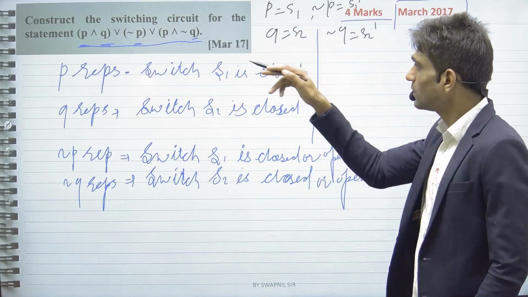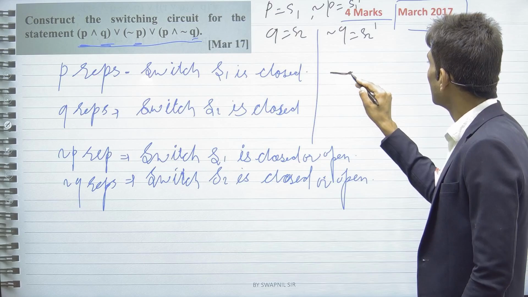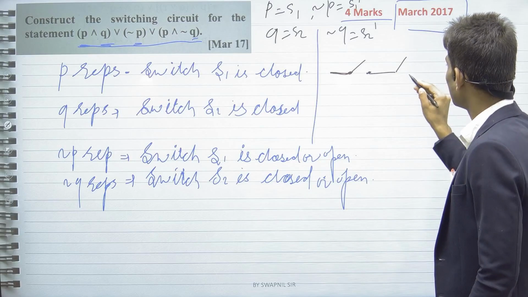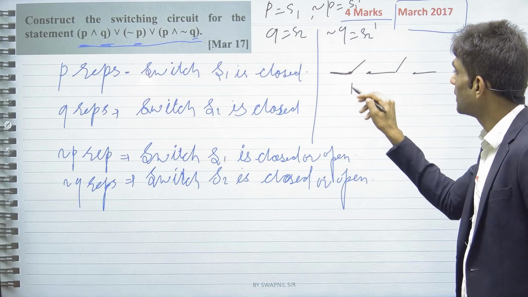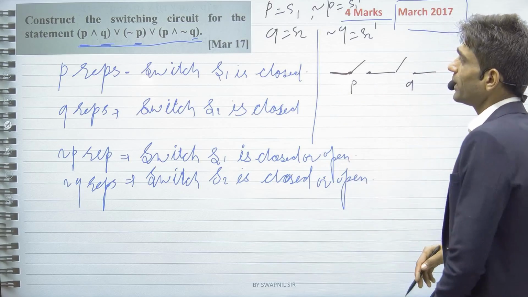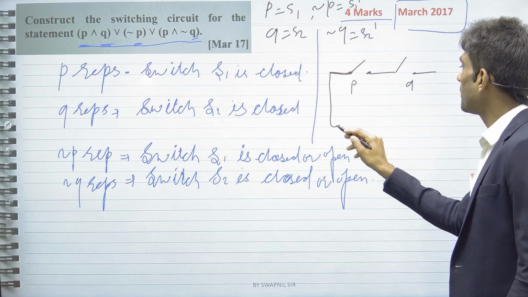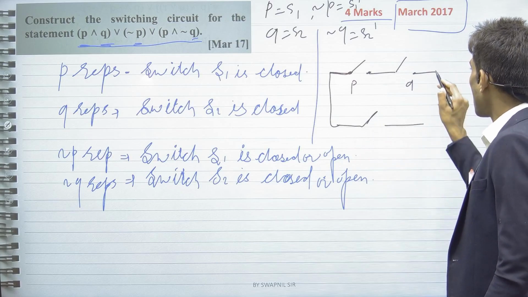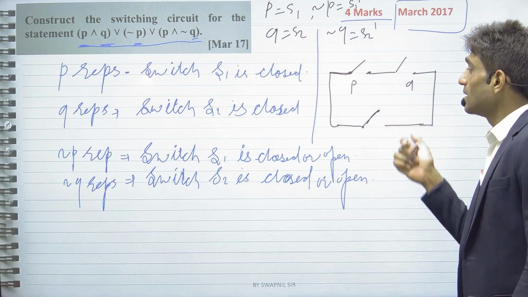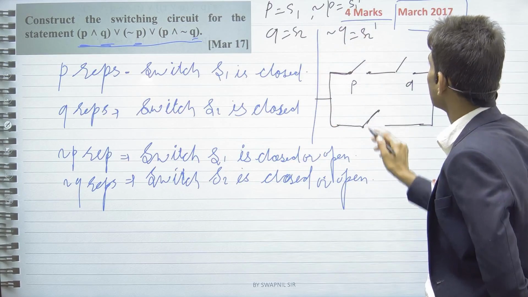So take P and Q, that means series starts from here. First P and Q: P represents S1 here, Q represents S2 here. Between them we have the AND sign, that means they have a series connection. Again we have an OR connection for negation of P. For the OR connection we take it as a parallel branch, so it starts from here. Negation of P means we have S1 dash.